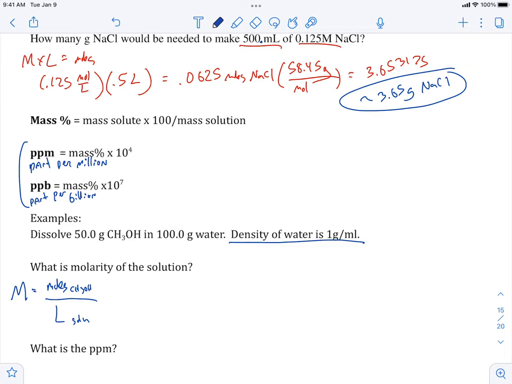This problem has more steps than it initially lets on. So I gave you the mass of the solute. So you got to convert that to moles first. So let's do that first. Okay, so 50 grams, the molar mass of methanol is going to be 32.05. That gives 1.56 moles. Okay, so we have that.